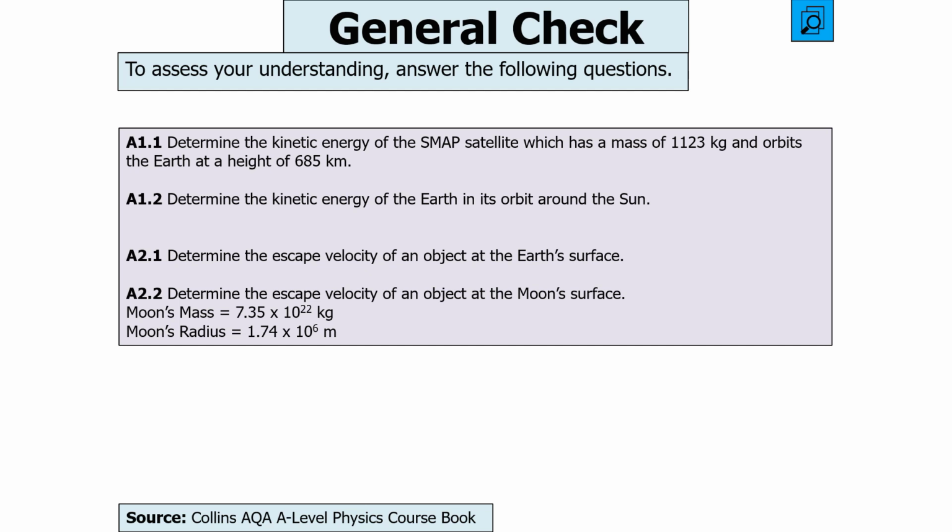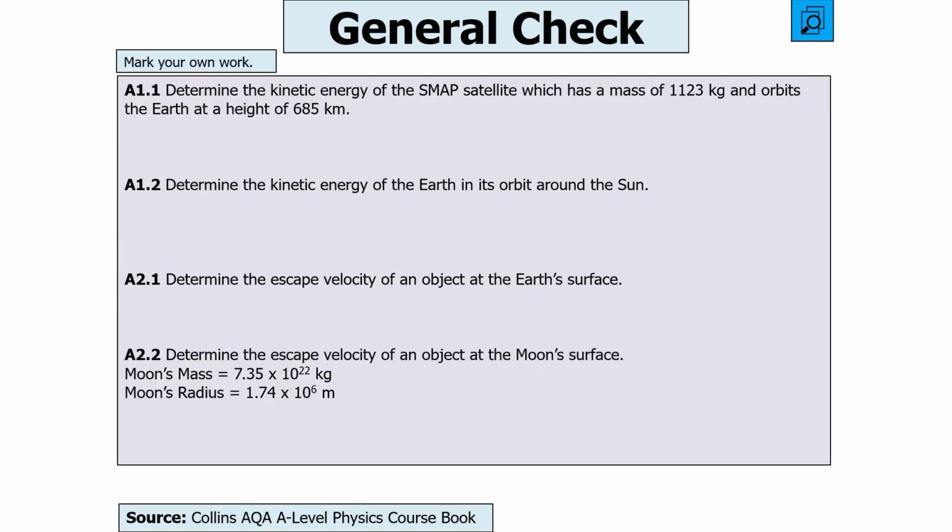The next question says, determine the kinetic energy of the SMAP satellite, which has a mass of 1,123 kilograms and orbits the Earth at a height of 685 kilometers. Then determine the kinetic energy of the Earth in its orbit around the Sun. Then determine the escape velocity of an object at the Earth's surface, and then determine the escape velocity of an object at the Moon's surface. So pause the video now, then unpause the video when you want to go through your answer.